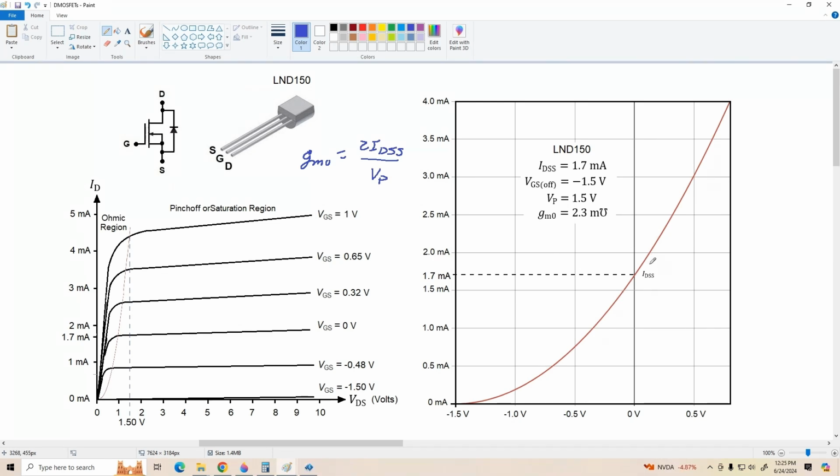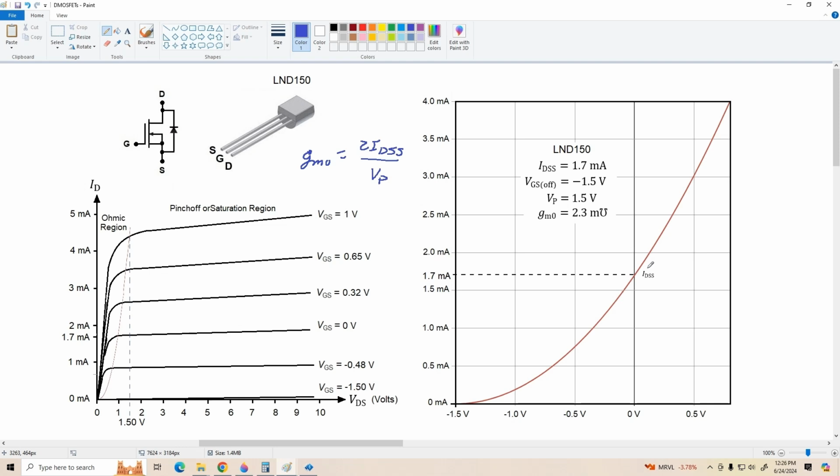Now, because we can operate the depletion mode MOSFET with negative or positive VGS, this allows us to use a really simple biasing arrangement where we apply a VGS of 0 volts. That results in an IDQ of IDSS. It puts our Q point right here, and this is called zero bias.